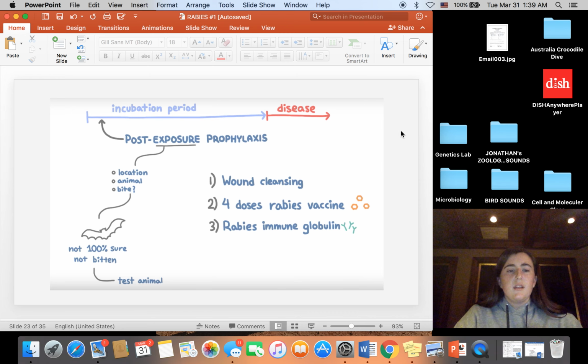This picture that I have is kind of explaining what I said earlier. You need to get the post-exposure prophylaxis during that incubation period, because once the symptoms start, there's no point in getting it because it won't do anything but maybe slow the virus down, but it's not going to stop it from infecting you. So once you get bitten by the animal, you need to receive 4 doses of the rabies vaccine, and then rabies immunoglobulin.